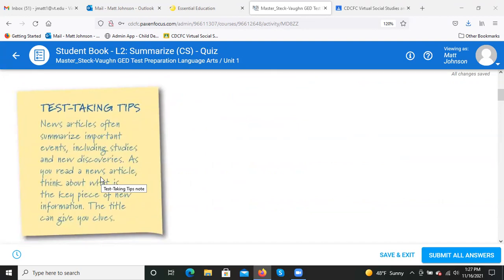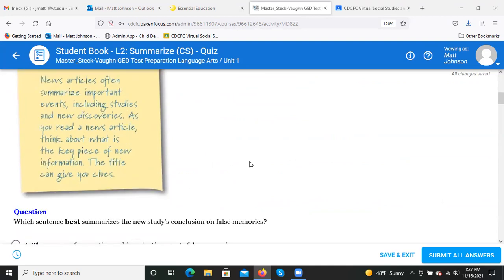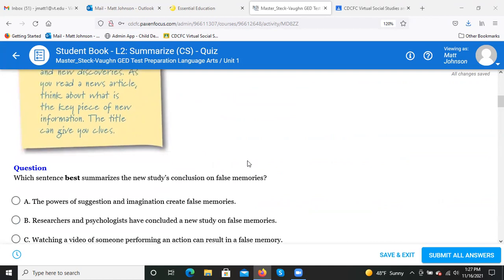news articles often summarize important events, including studies and new discoveries. As you read a news article, think about what is the key piece of new information. And like we keep saying, the title can give you a clue. But just in general, as you're preparing for the exam, try to read as much as you can.